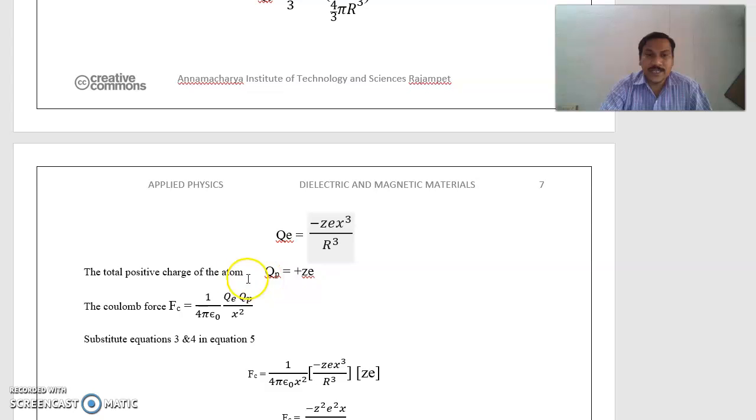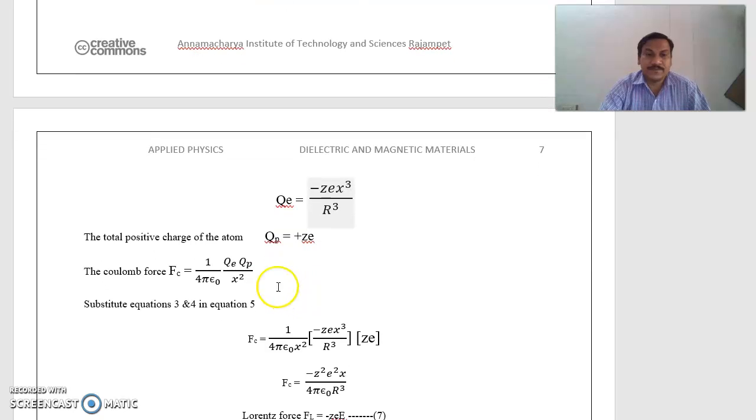The total positive charge of the atom Qp is equal to plus Ze, where Z is the number of protons and e is the proton charge. Proton has positive charge, so we put plus sign. The Coulomb force Fc is equal to 1 by 4 pi epsilon naught Qe into Qp by x square. x is the distance between positive charge center and negative charge center.